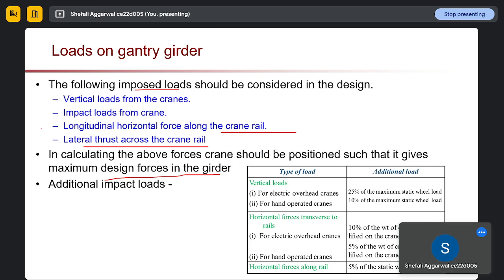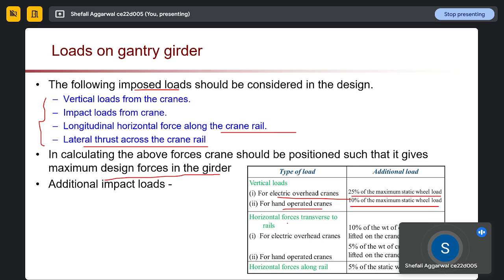So apart from these four types of imposed load, we have additional impact load. So based on the different types of cranes, electric or hand operated, our additional load will be, for electric cranes, we are taking 25% of static wheel load. If we have hand operated, we are taking 10% of static wheel load. This is for vertical loads.